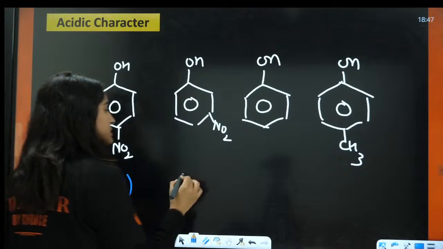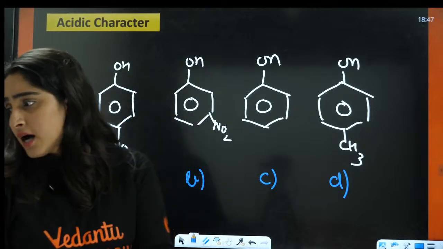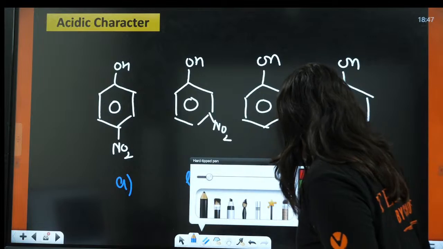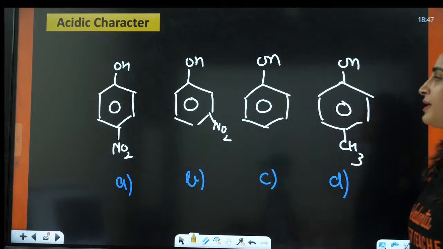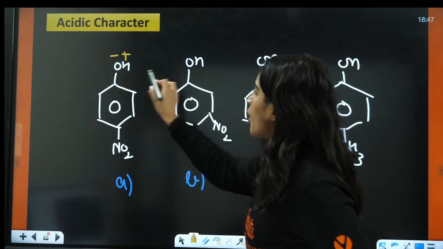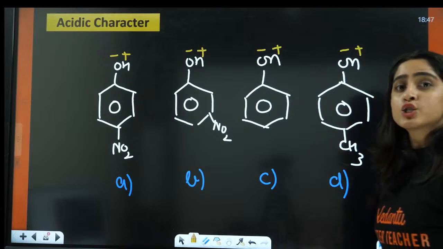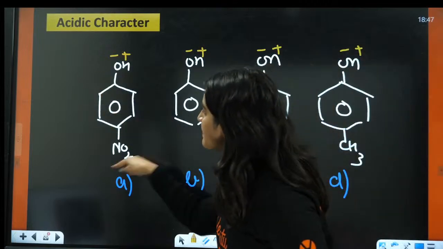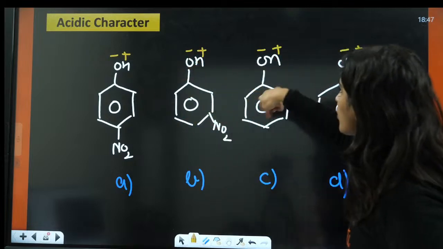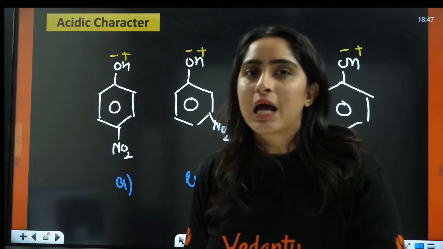This is A, this is B, this is C, and this is D. Right? What is the stability order? As you all know, this is a phenol, with negative and positive charges. So we will focus on the stability of this carbanion, the conjugate base. What is the stability order of these carbanions?